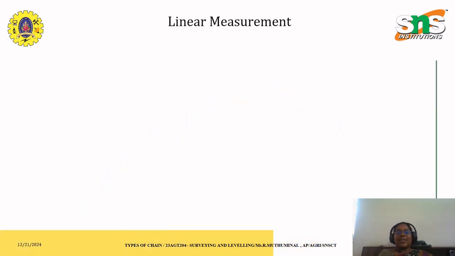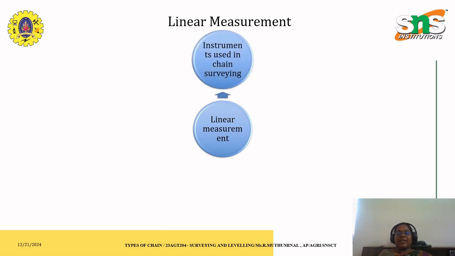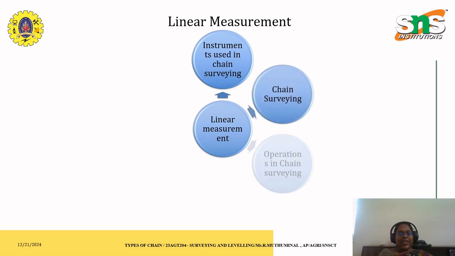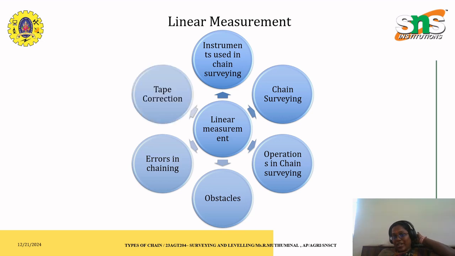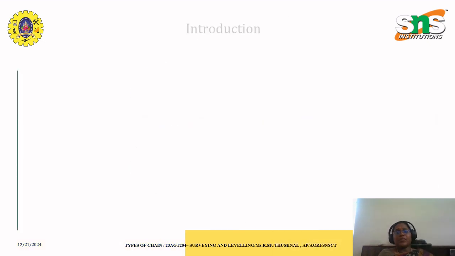Today we'll see what is linear measurement. Linear measurement is nothing but identifying the distance between 2 points in a linear manner. So the process involved under linear measurement is, initially, we have to identify the instruments that are used in chain surveying, what chain surveying is, what are the operations involved in chain surveying, what are the obstacles involved in chain surveying, what are the errors, and how we could correct them.